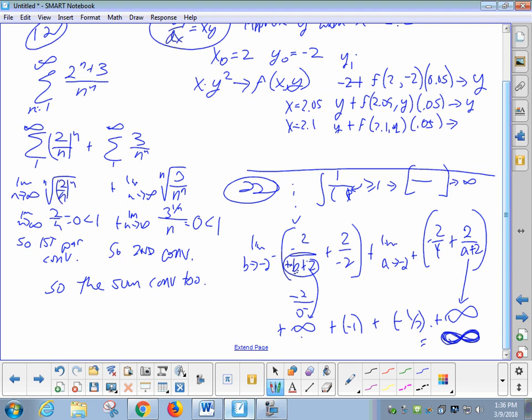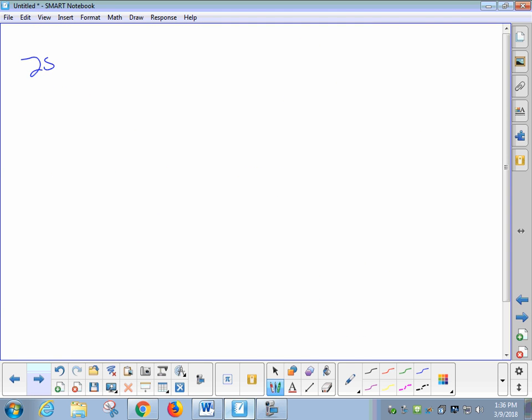22 is done. 25, I just need to draw a picture. You know the shape of an x cubed graph: 18x cubed plus 15x squared plus 16x squared.